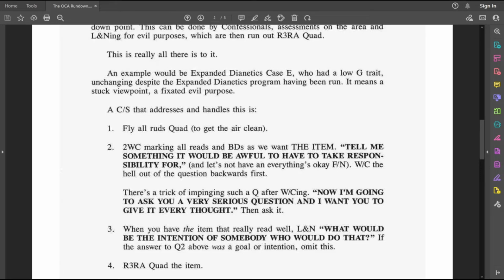Tell me something it would be awful to have to take responsibility for. And let's not have an everything's okay floating needle.